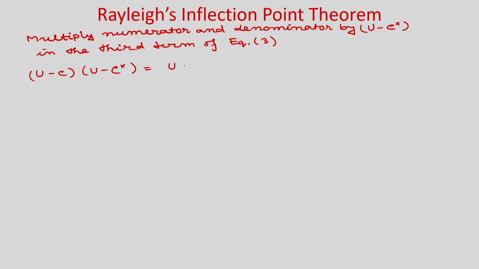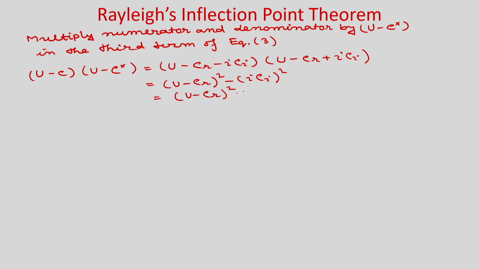You can see it will be u minus Cr minus iCi, and for C star you can write u minus Cr plus iCi. Okay. So, if you do that multiplication, then you will get u minus Cr square minus iCi square. So, it will be just u minus Cr square plus Ci square. So, it will be u minus C mod square. Okay.